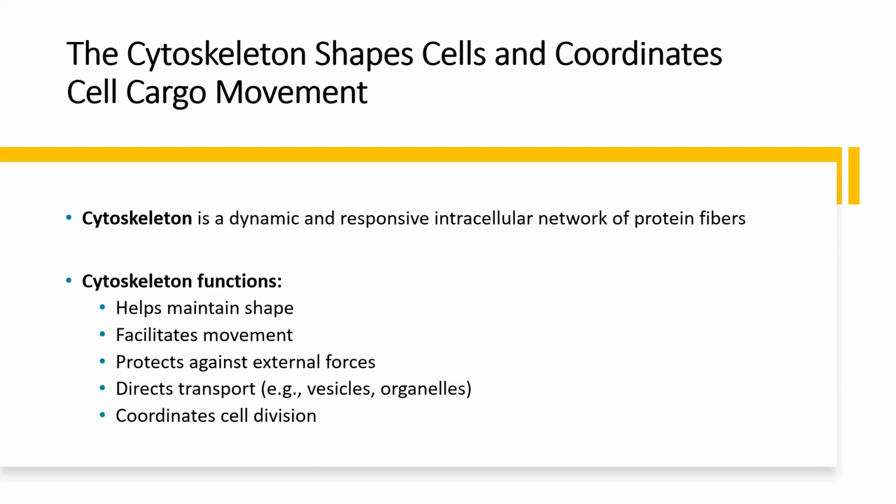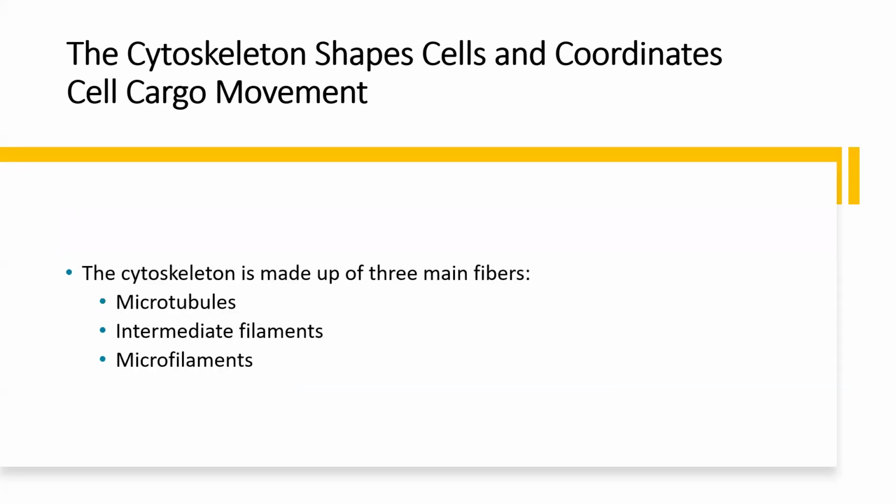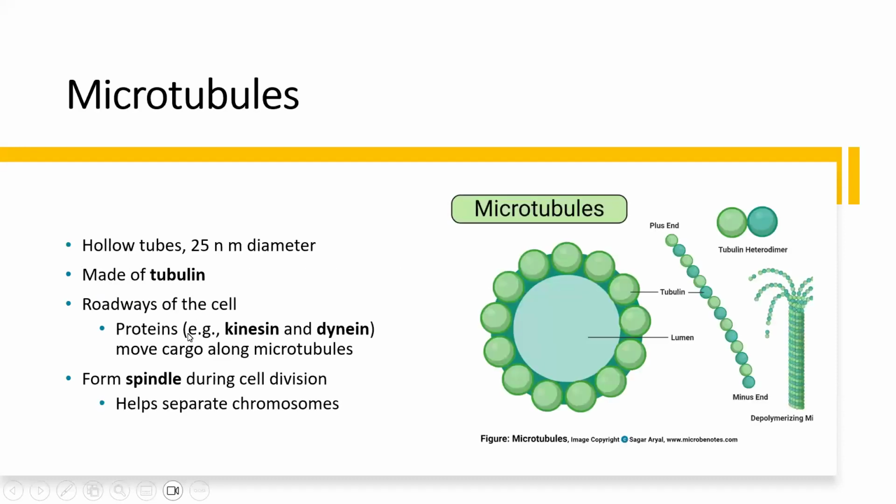They direct the transport of vesicles. They help locate or move organelles around, and they're important for cell division. There are three main types. We have the microtubules, the intermediate filaments, and the microfilaments. And these are listed here from the largest, the microtubules, down to the smallest, the microfilaments.